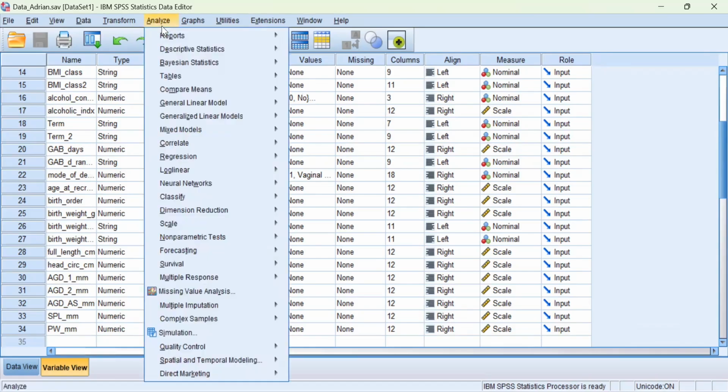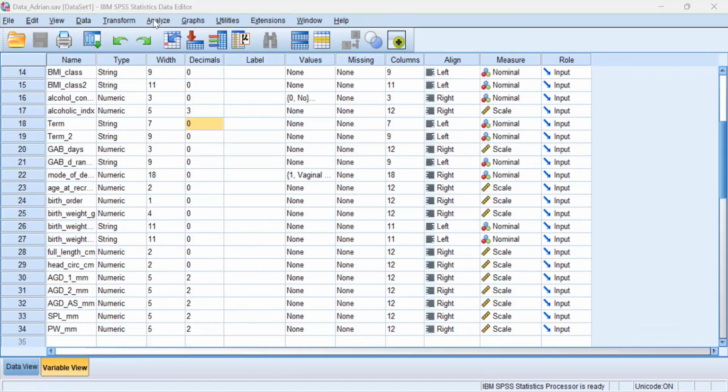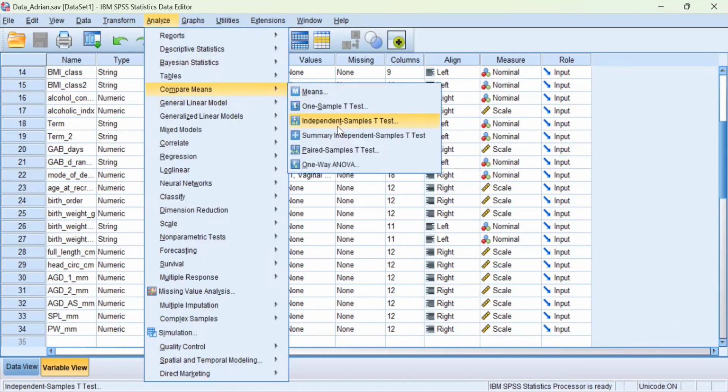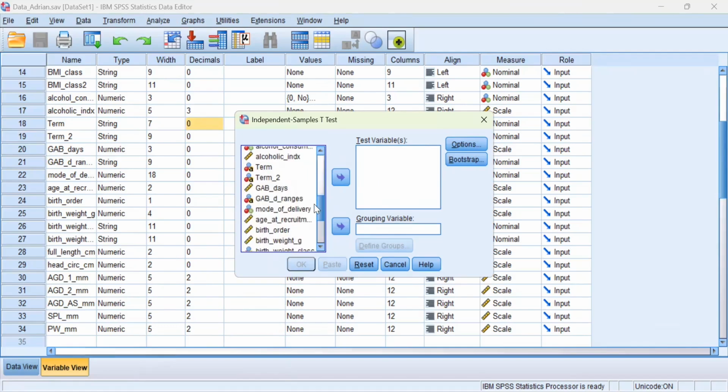So you come to Analyze, Compare Means, and then you take Independent Samples T-Test. In this case, the test variable is your continuous variable, which is birth weight. So you take birth weight and send it to the test variable. Then the grouping variable here must be categorical because there are two groups, group 1 and group 2.